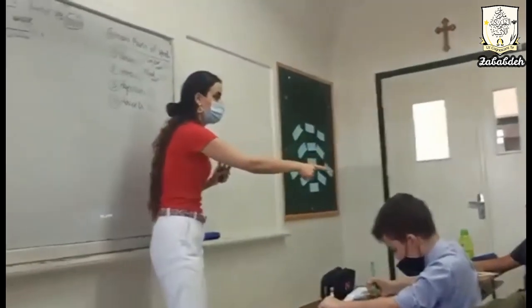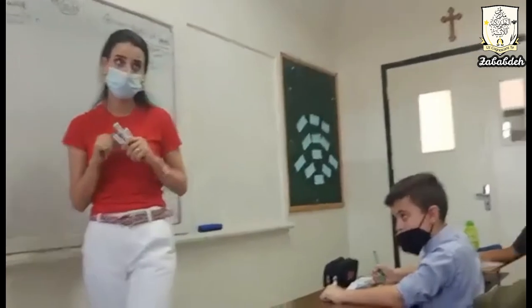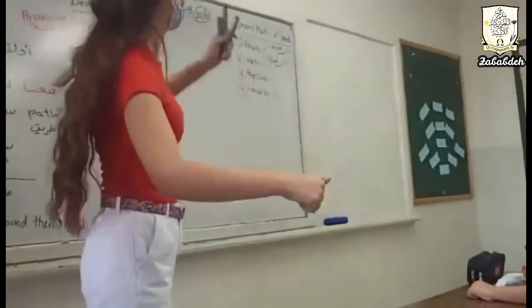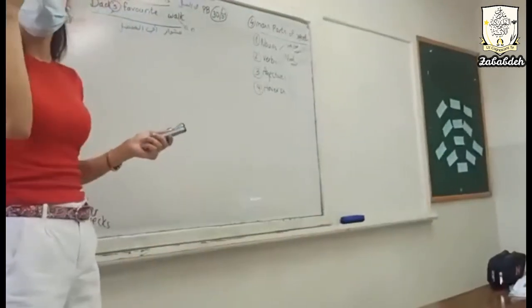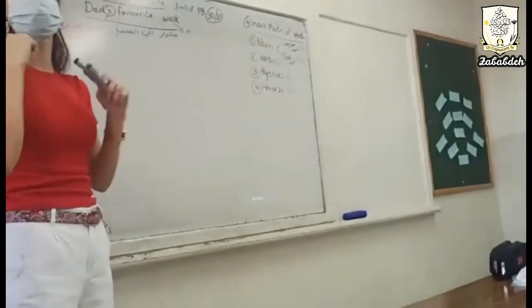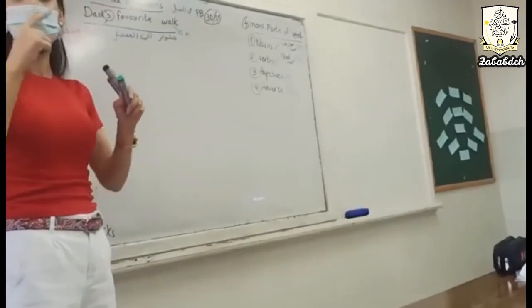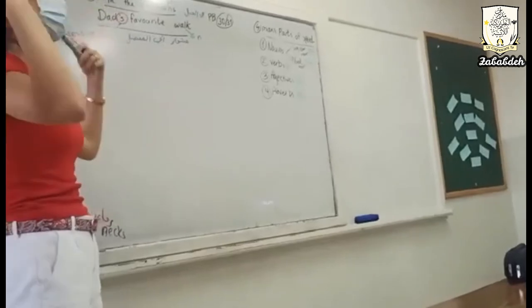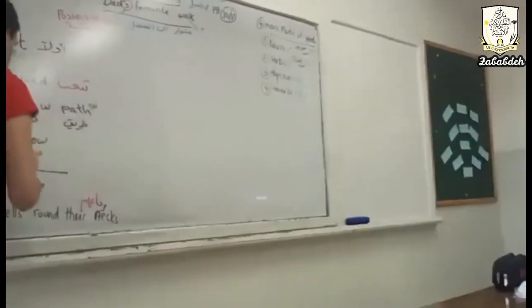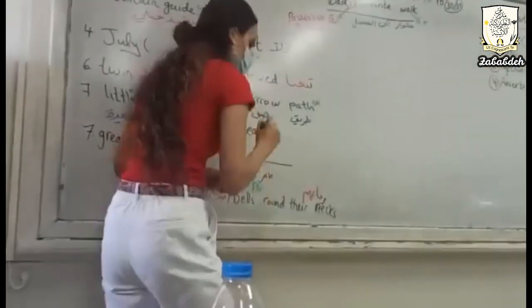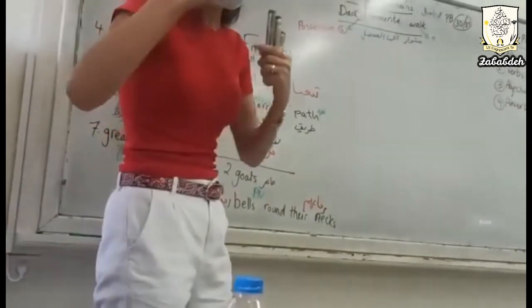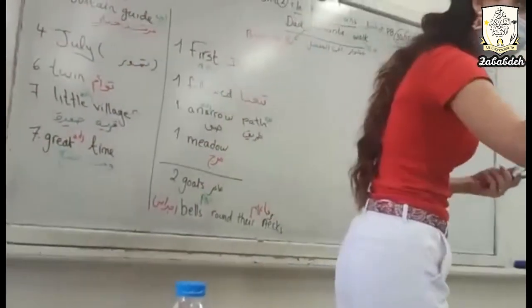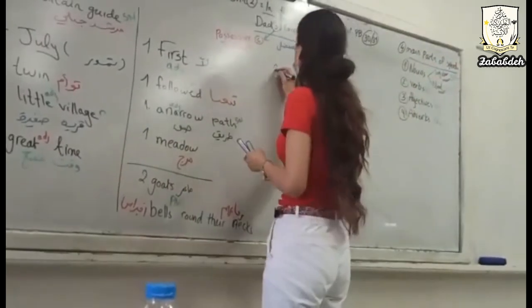Bell. Nouns. Is it singular or plural? One bell or many bells? Many bells because there were many bells. Excellent. So we have a plural noun. Okay. Let's continue. At line two, we still have the tinkle.